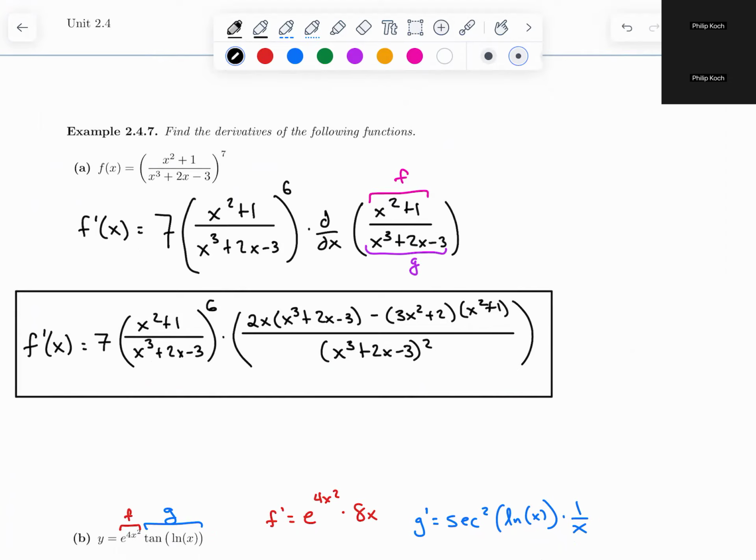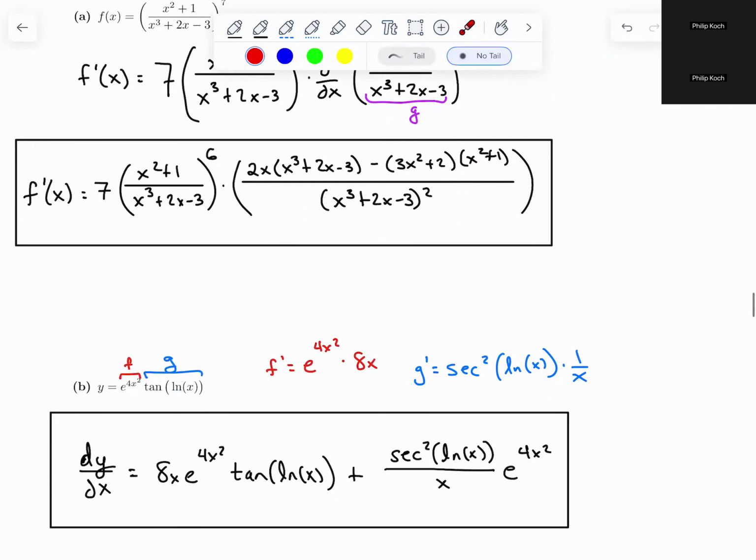If you want to go straight to the answer, you're more than welcome to do so. I will give you full credit on the exam if this is what you write in the box without writing that middle step. That's fine. But that's a quotient rule. F prime is 2x, G prime is 3x squared plus 2. So it's F prime G minus G prime F all over G squared. And don't try to simplify that, it's unnecessary. All right. Any questions on that?